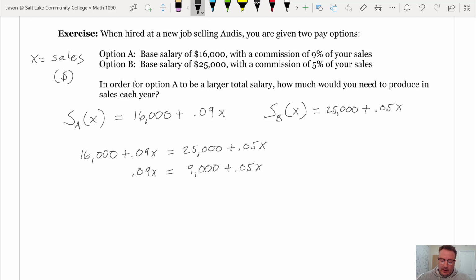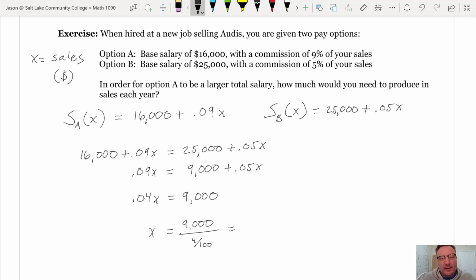Now I need to subtract 0.05x from both sides of the equation because I want to get my x terms on the left and my constants on the right. So 0.09x minus 0.05x. I'm going to think of it like money. 9 cents minus 5 cents is going to be 4 cents. So this is 0.04x is equal to 9,000. So x is equal to 9,000 over 0.04. 0.04, I can write that as 4 over 100.